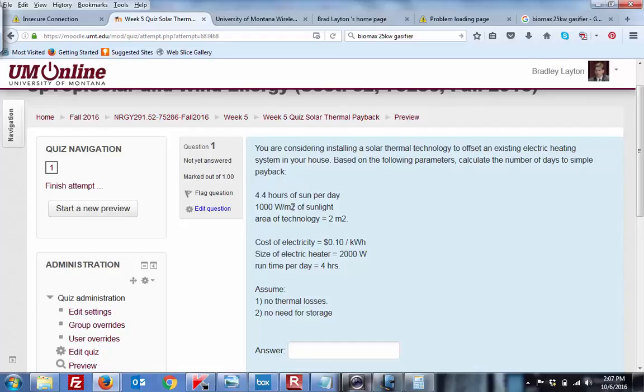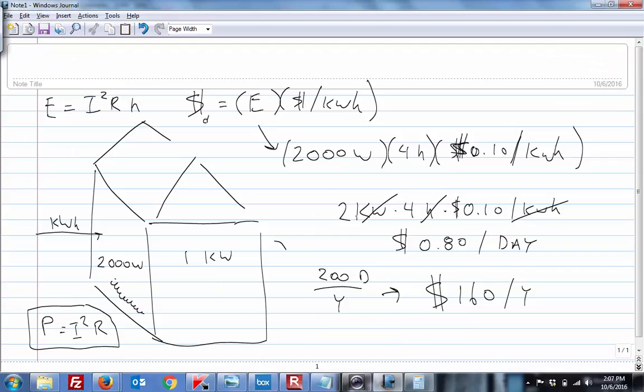Okay, so 4.4 hours of sun per day. And again, there are some pretty big assumptions here. I mean, it assumes that you're actually getting sunlight when you need it. So I said, no need for storage. We're just going to go with our 1,000 watts per square meter, and the area of the technology is 2 square meters. So there are some very big assumptions built into this, but for the sake of comparison, let's go ahead and do this. So we've got a solar thermal tech.